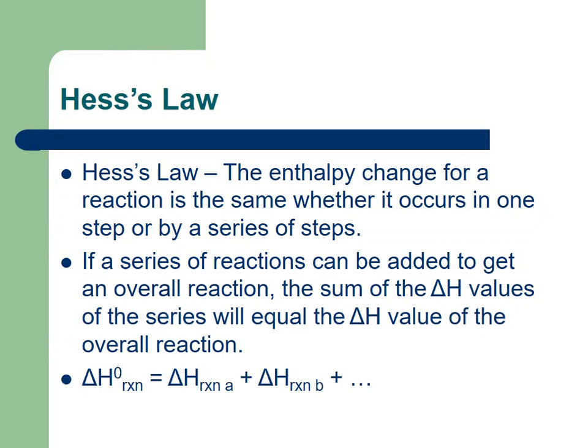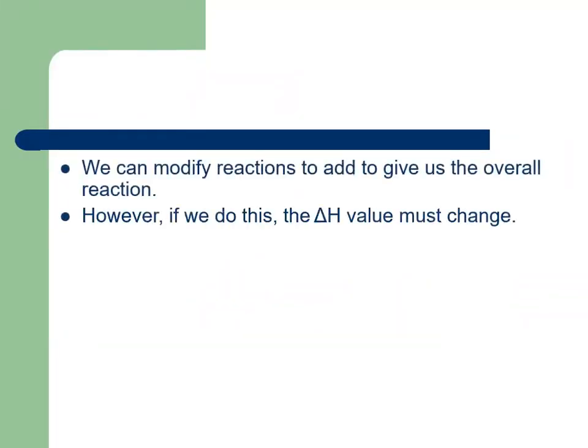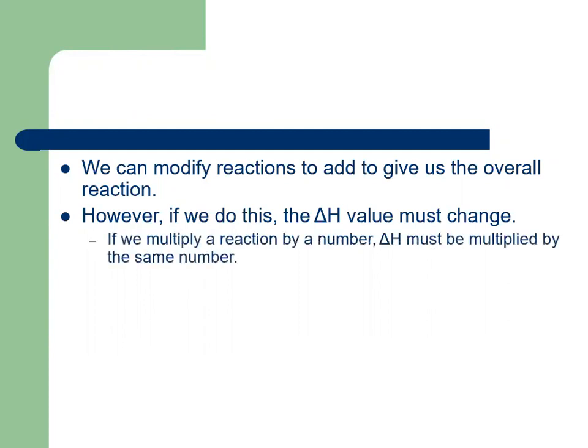So delta H reaction is equal to delta H reaction A plus delta H reaction B plus delta H reaction C. I like to think of this as an elimination problem. Okay, you all have done elimination in math. When you have two equations and you set it up that way, you might have to multiply the top equation by 3, or something like that, to get the x's to cancel. That's what this is. So if we modify the reaction, we have to modify the delta H. What you do to one thing, you do to the other.